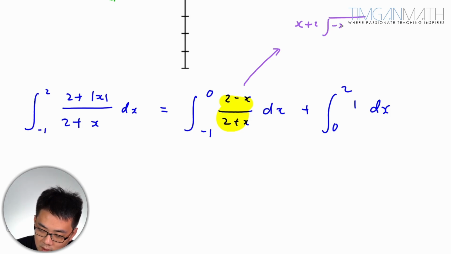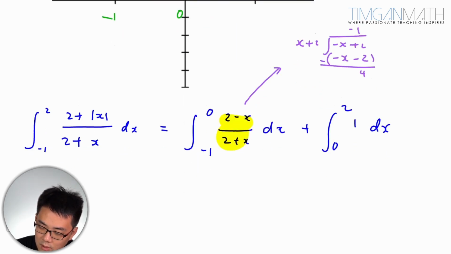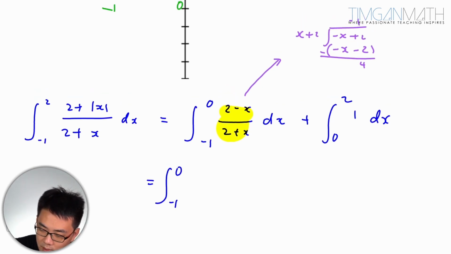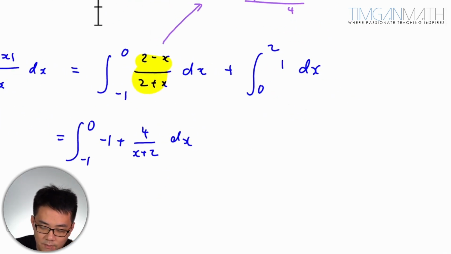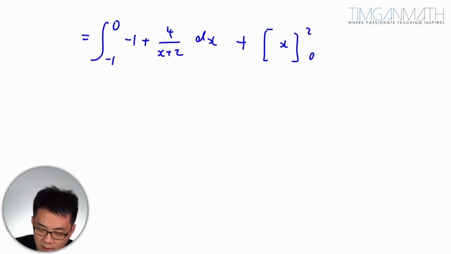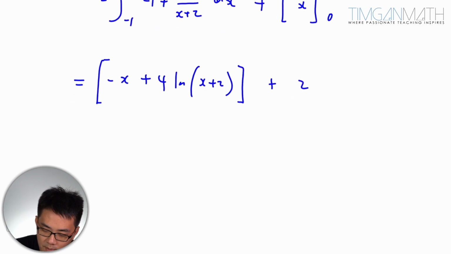So x plus 2, into minus x plus 2, gives minus 1, minus x minus 2. This is 4. So this case here, what we get is actually just from minus 2 to 0, negative 1 plus 4 over x plus 2 dx. Okay. So once this is done, this will be negative x plus 4 ln of x plus 2. Not an issue, no sweat there.